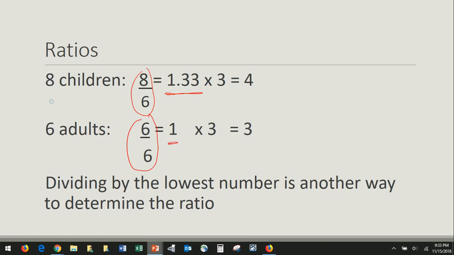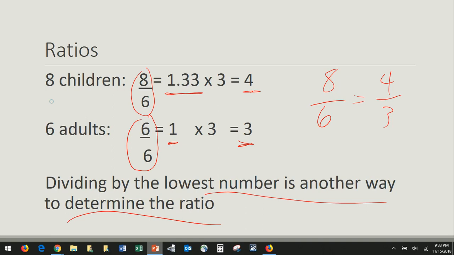And then if you multiply those by something to get them to be a whole number, you would use 3, because 3 times 1.33 is 3.99, which is essentially 4, and 3 times 1 is 3. And so you have a 4 to 3 ratio, which is the same thing you could get if you had 8 to 6, and you reduce that, you would get 4 to 3 as well. All right. So this dividing by the lowest number is another way to determine the ratio.